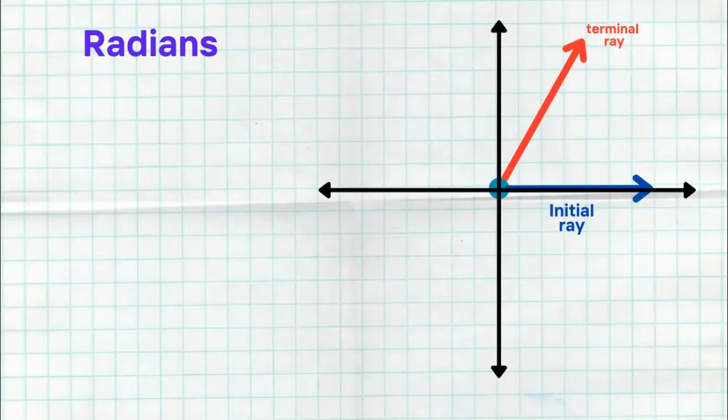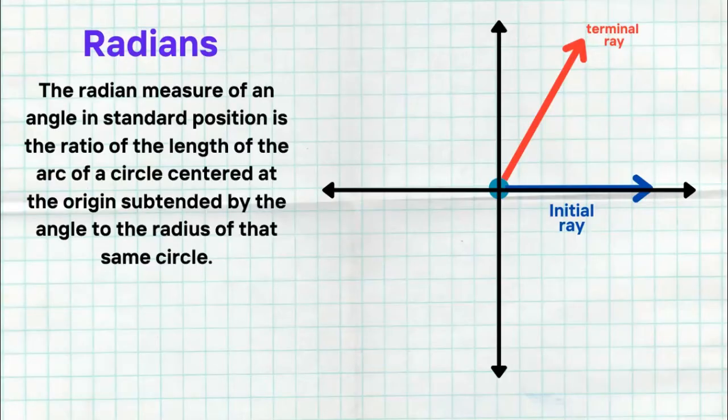Now, this is just going to add another layer to trigonometry that makes it a little bit more difficult for students, and that's why I really want to explain it in this setup video. So what is a radian? Here's the official definition. The radian measure of an angle in center position is the ratio of the length of the arc of a circle centered at the origin, subtended by that angle, to the radius of that same circle.